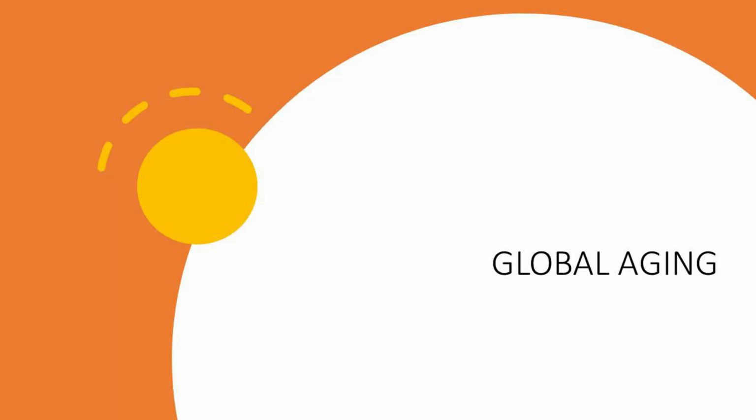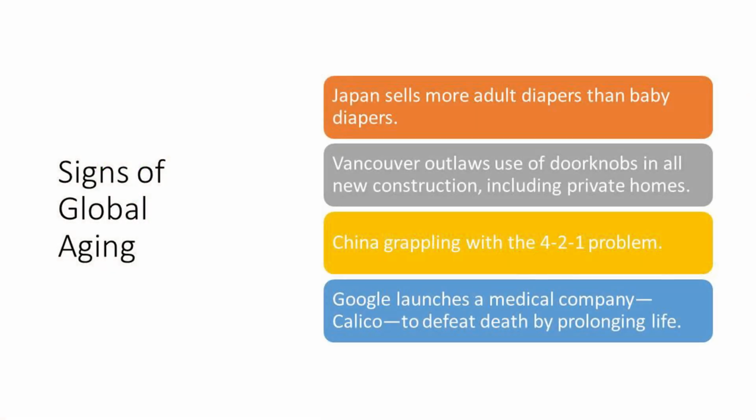Now, let's talk about aging. And I'm almost 62. I'll be 62 this week. So I'm at the tail end of the boomer generation. So, signs of global aging. Japan sells more adult diapers than baby diapers. That's an indication. Vancouver outlaws the use of doorknobs in all new construction, including private homes. Why? Yeah, so you can just get out if there's a fire or an emergency and you don't have to worry about using the doorknob.